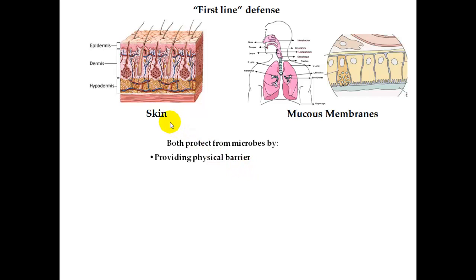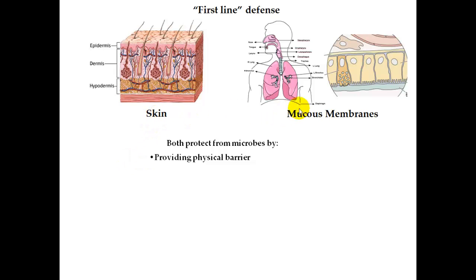And the reason why both the skin and the mucous membranes are good physical barriers is because if you consider the cells that make up the skin and the cells that make up the mucous membranes, they're attached to one another in a relatively stable, tight way. So it just makes it more difficult then for that lining of cells to be penetrated by things like bacteria. So they provide a physical barrier as a way of defense.